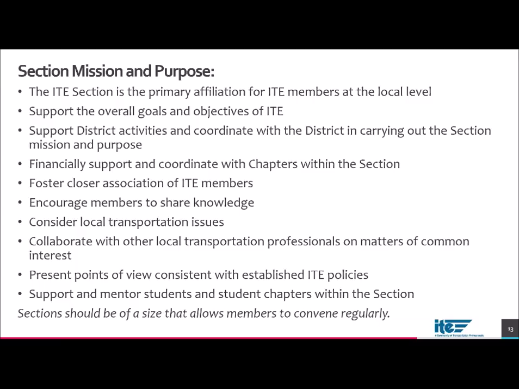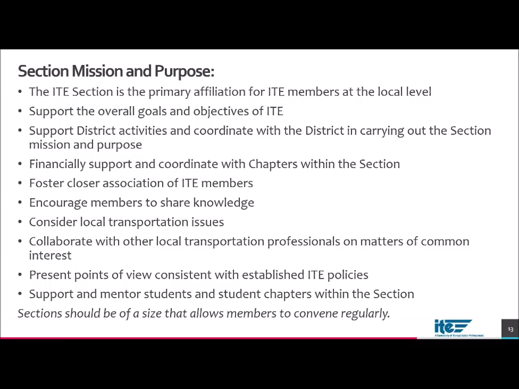The section should support the activities of the district and coordinate with the district. So there's definitely a two-way communication between the district and section. This is kind of new, this idea that the section should financially support and coordinate with chapters within the section. When I talk about the chapters next, you'll see that the chapters are a subdivision of the section, and with the consolidation of dues collection at ITE International, dues will be collected at the section level, and that's why the sections will need to provide support to the chapters financially.